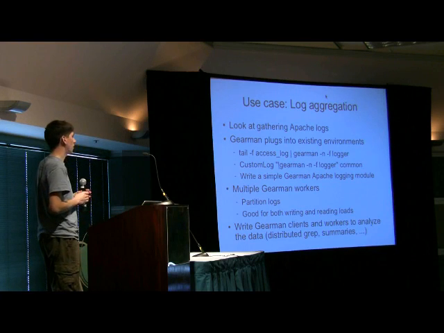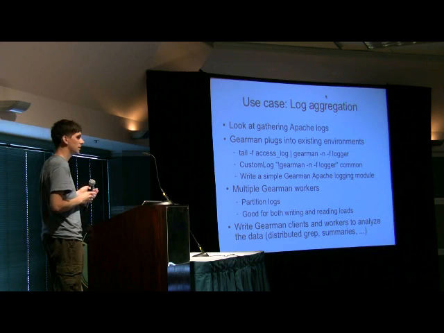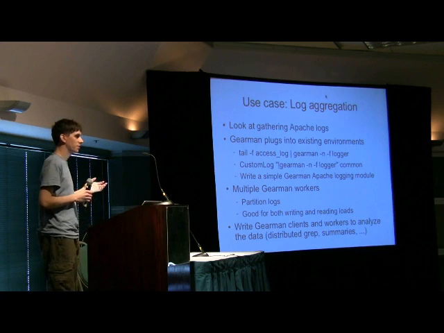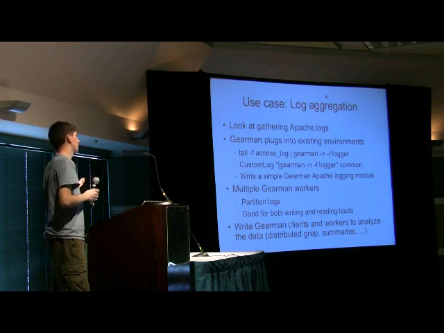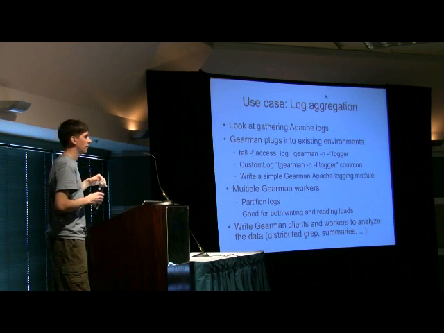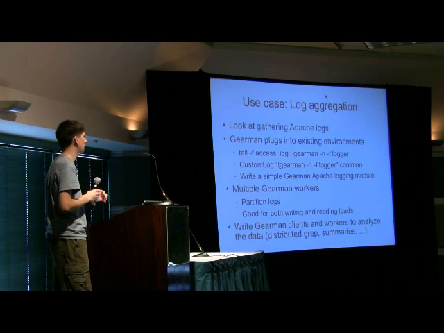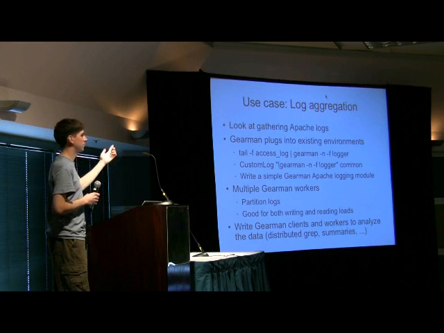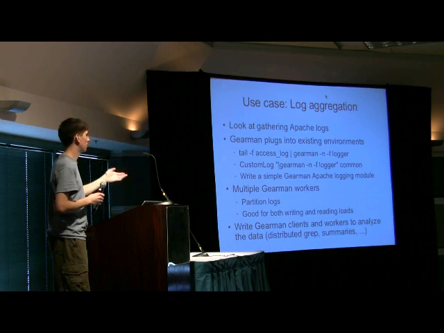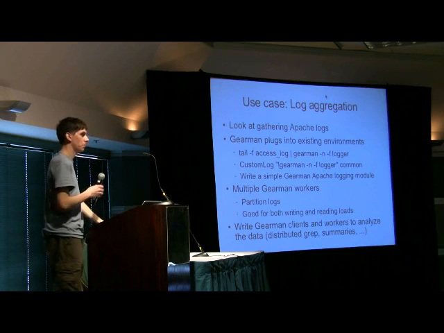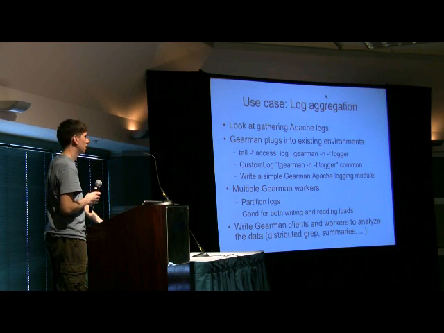Or you could write a simple Gearman logging module using the C API. And maybe you want to apply some filter at the Apache level before doing this. You need to do something more intensive at the Apache side so you're not shoving everything into Gearman. Maybe you're only looking for certain requests. But at the same time, you could even just put in a pipe to grep for a certain URL you're looking for, and pipe that into Gearman. So with a command line tool, you can do some pretty quick and nasty things to get this aggregation going.